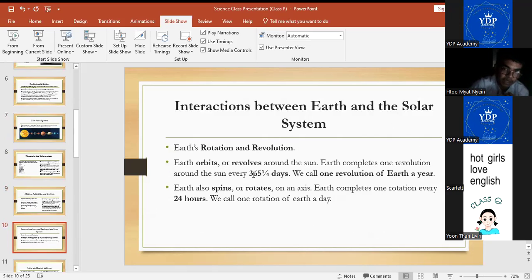Interactions between Earth and the solar system. Earth's rotation and revolution. Earth orbits or revolves around the sun. Earth completes one revolution around the sun every 365 and one-fourth days. We call one revolution of Earth a year. Earth also spins or rotates on an axis. Earth completes one rotation every 24 hours. We call one rotation of Earth a day.